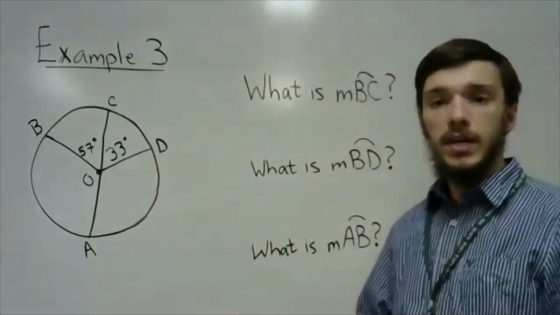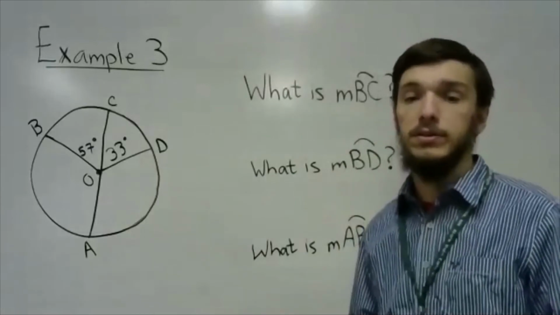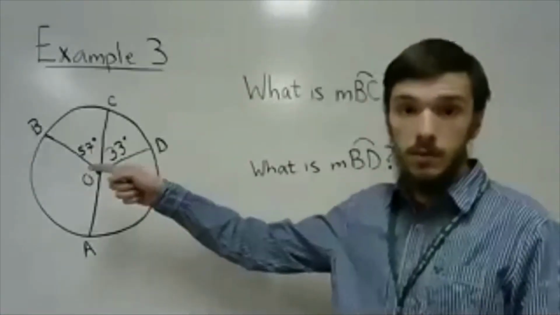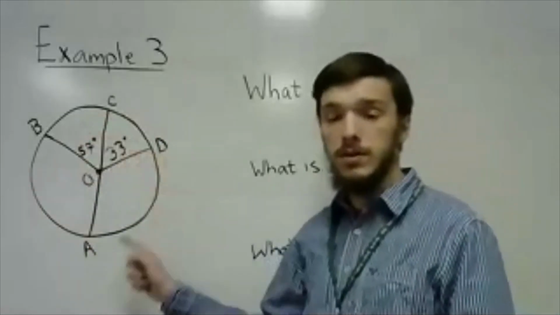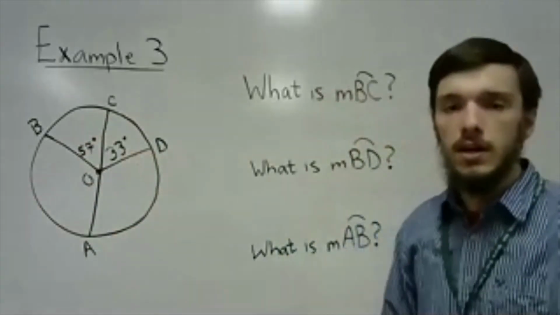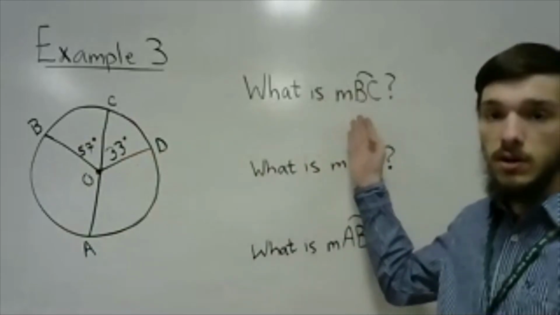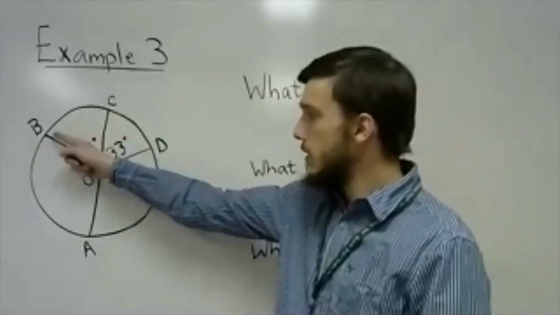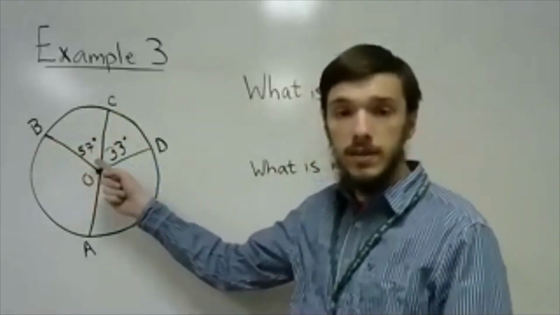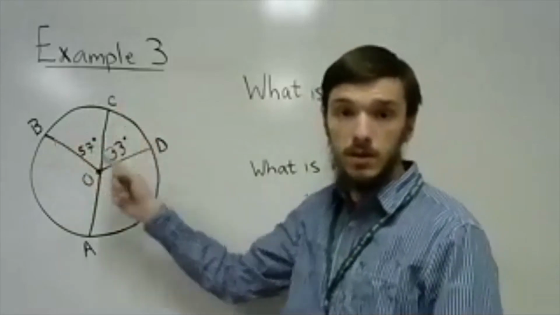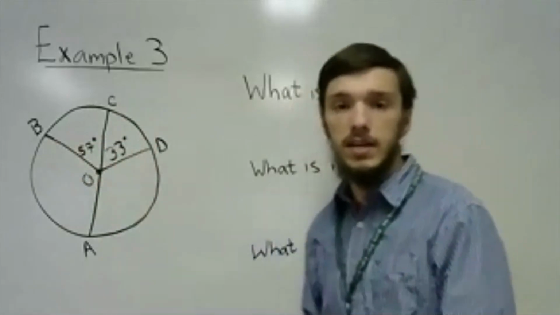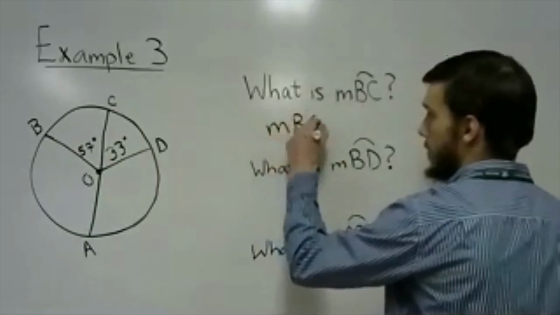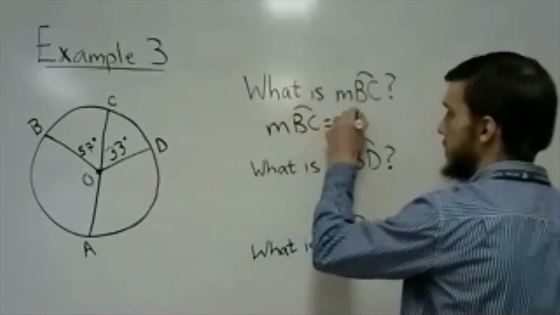Okay, let's take a look at a more complex situation when determining arc measures. So we're given here circle O with points B, C, D, and A around that are labeled on the circle. And our first question is asking, what is the measure of arc BC? If we look over here, arc BC is a minor arc, and since we have the measure of the central angle that forms it, we know that the measure of arc BC is just 57. Measure of BC equals 57.